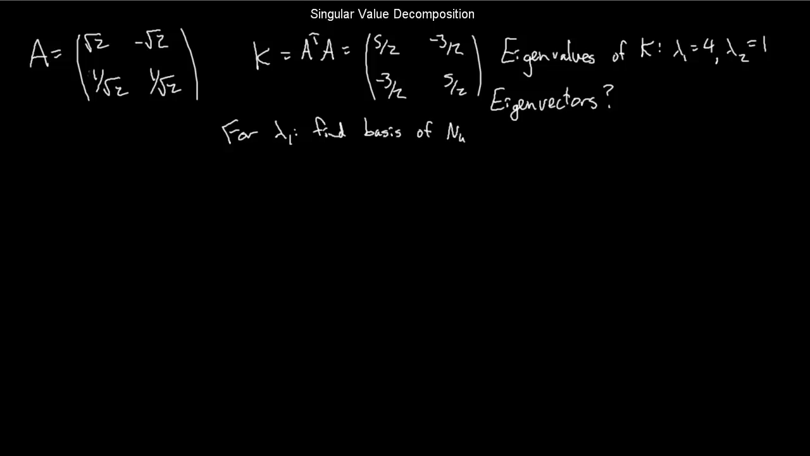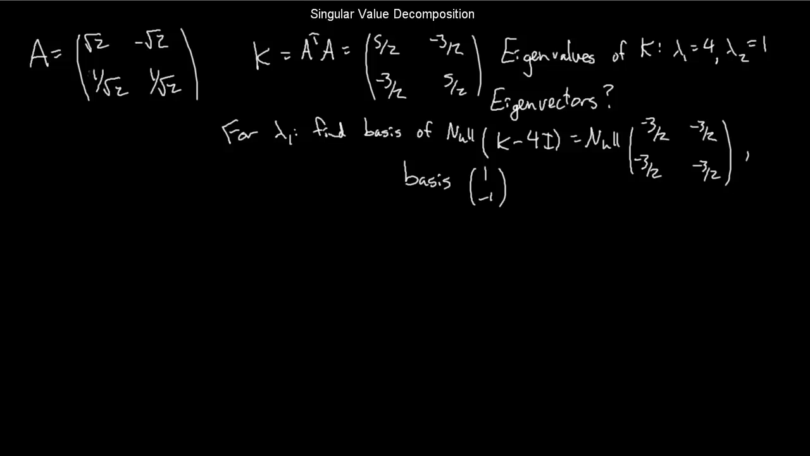I need to find a basis of the null space of K minus 4 times the identity, 4 being the eigenvalue for K. If you compute what matrix K minus 4 times the identity is, that's minus 3 halves, minus 3 halves, minus 3 halves, minus 3 halves. And the null space of that is not very difficult to compute. It has a basis given by the vector 1, minus 1. So I can take v1 to be that vector. v1 is 1, minus 1, and I'm going to call this the first singular vector for A. The singular vectors for A are going to play a role in the singular value decomposition that we're going to do later on in the video.